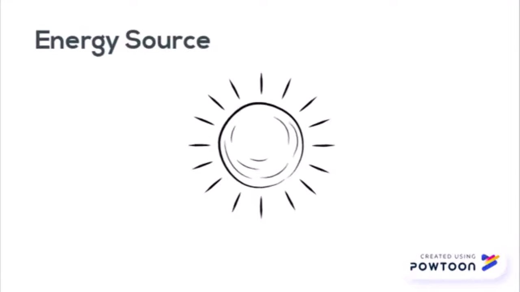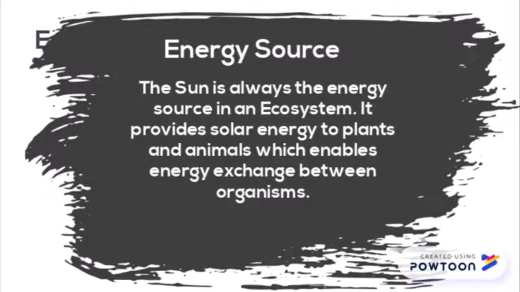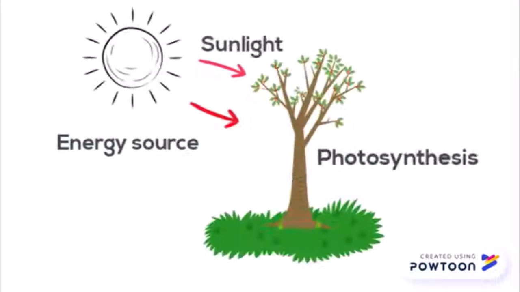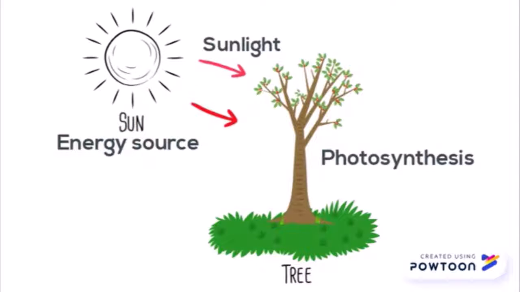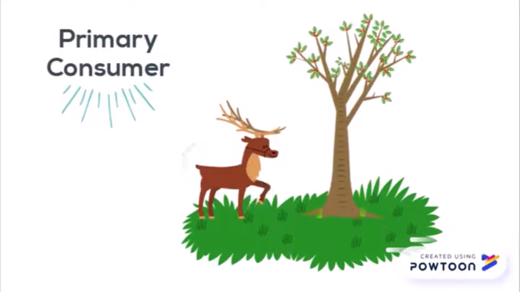All energy comes from the sun. Therefore, the sun is the main energy source in an ecosystem, and it provides energy to plants and animals. A plant will receive energy from the sun, which will allow it to make its own food through the process of photosynthesis, which is why we call plants producers or autotrophs, which means that they make their own food. Next is a primary consumer, which is an organism that eats plants.